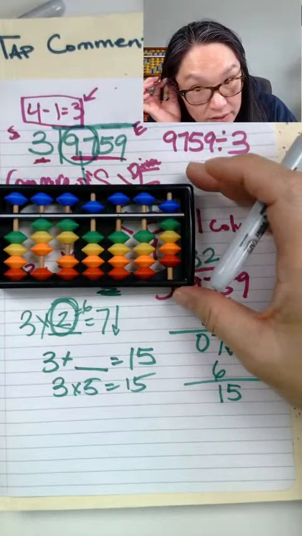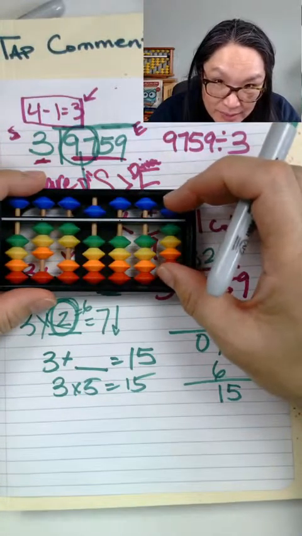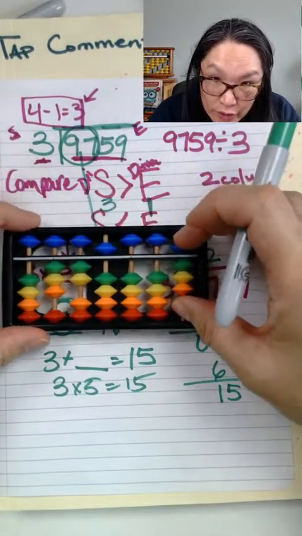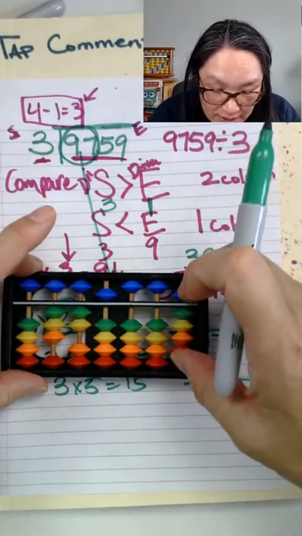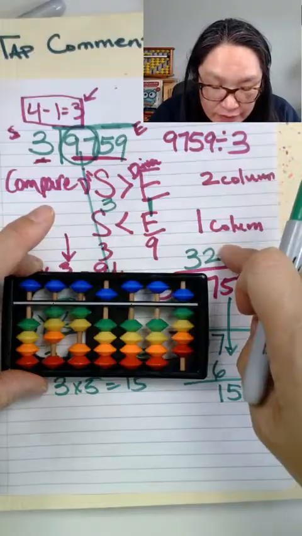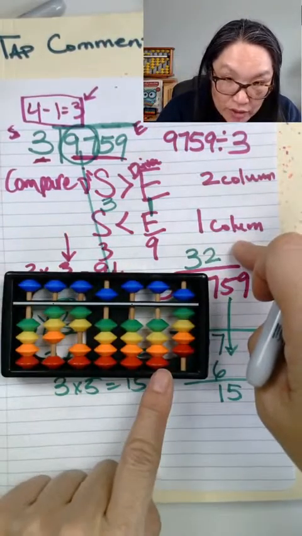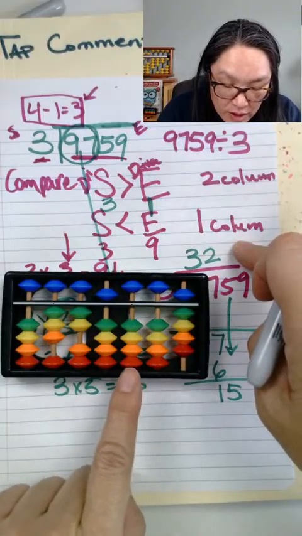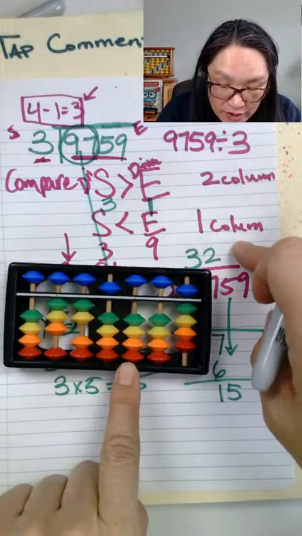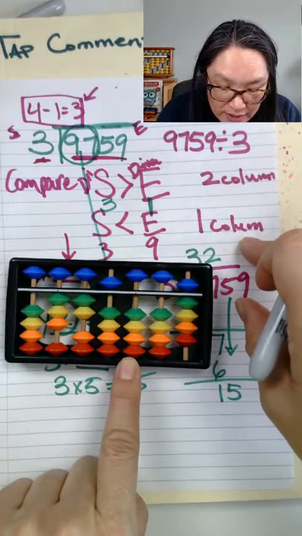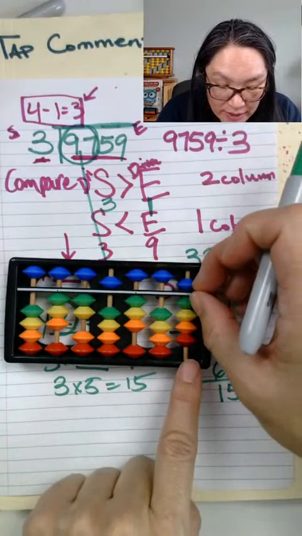I still have dividend. So what do I do? I need to compare again. Who is bigger? The 9, because that's my dividend, that's what's left over, or the 3? The 9 is bigger. So because the 9 is bigger, I have to use one column and I have to skip one column. This is the column I skip. This is my dividend. I have to skip one column and go here. So the question is, what times 3 is equal to 9 or less? 3 times 3, so I add my 3 here, and I take away 9.